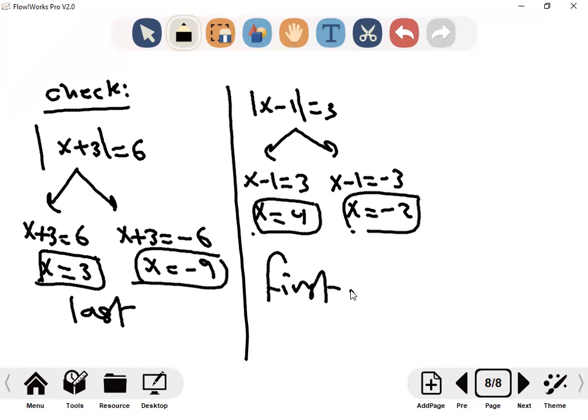Yes, absolute value of x minus 1 equals 6. It is the third one. And absolute value of x minus 3 equals 5. It is the second one. Right then.